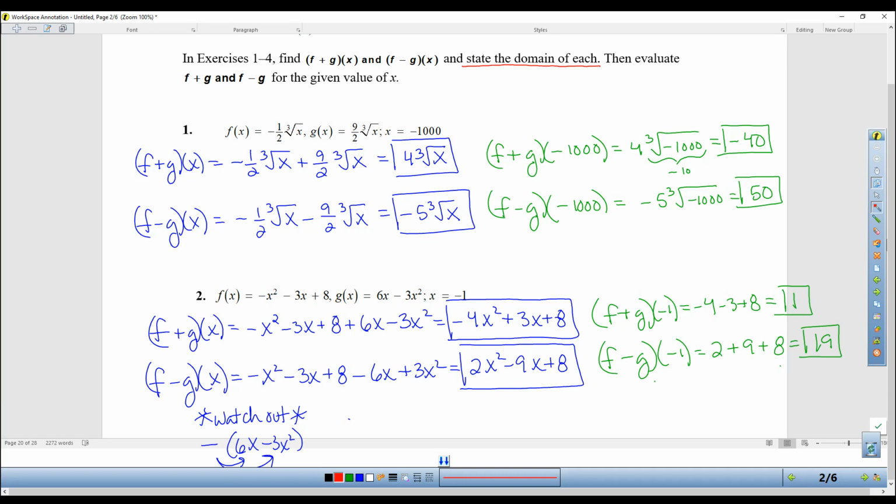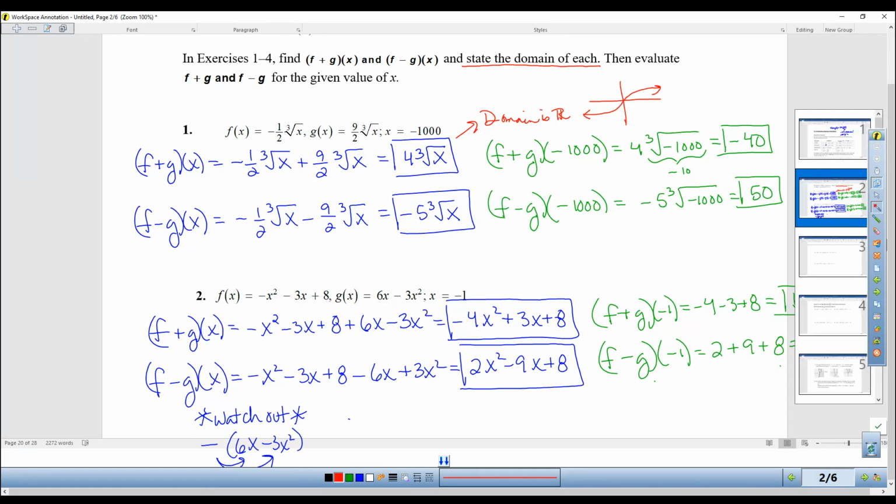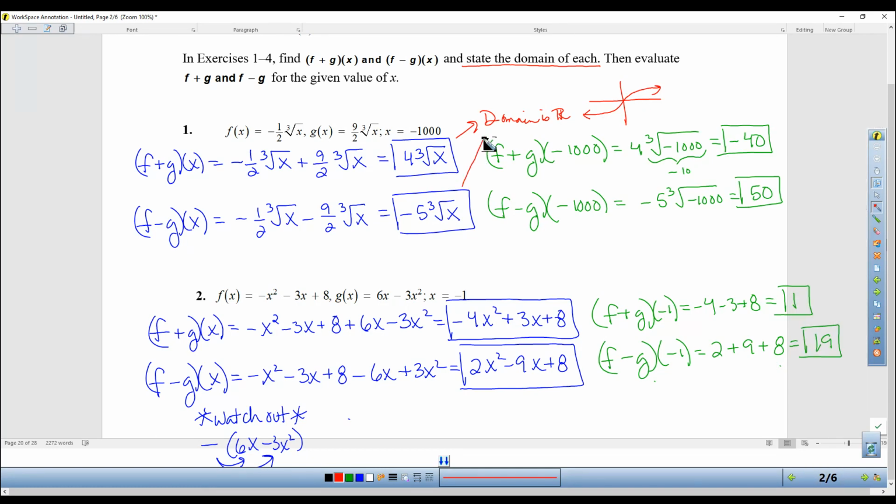So for f plus g of x, the domain is all real numbers. Because with cube roots, remember what their graph looks like? Their graph looks like this. It covers the entire x-axis. There's no number that you can't take the cube root of. Whether it's positive or negative, you're going to get an answer. And the same is true for this one.